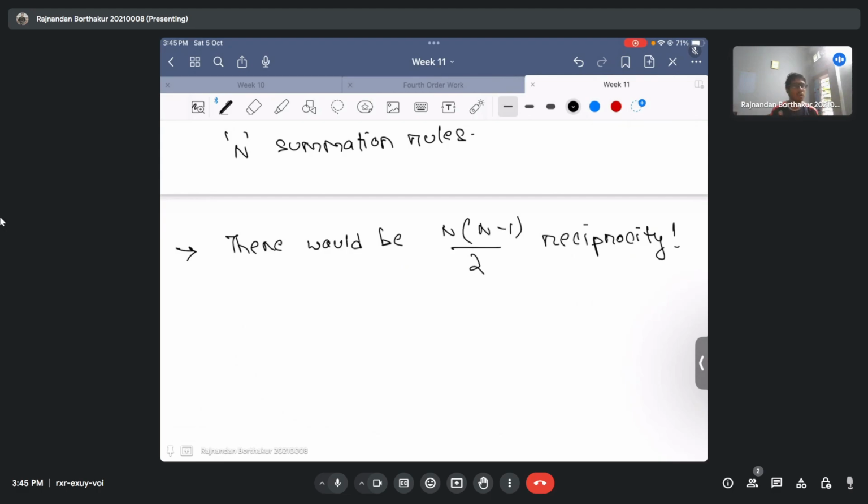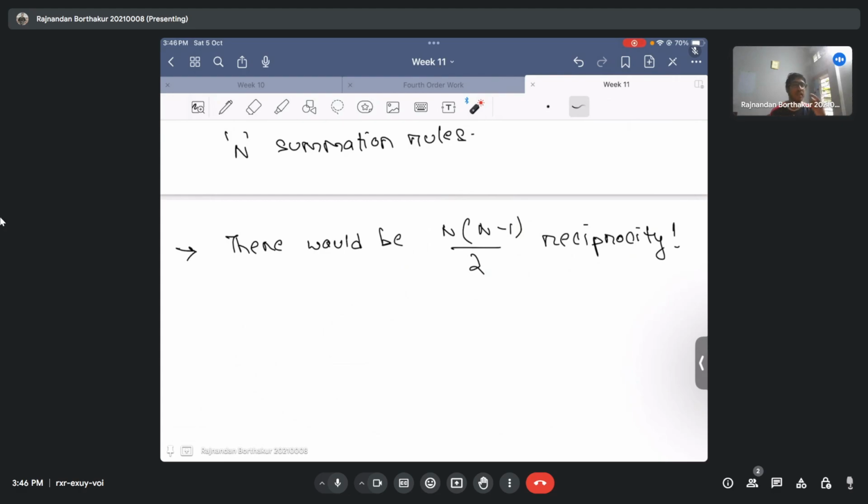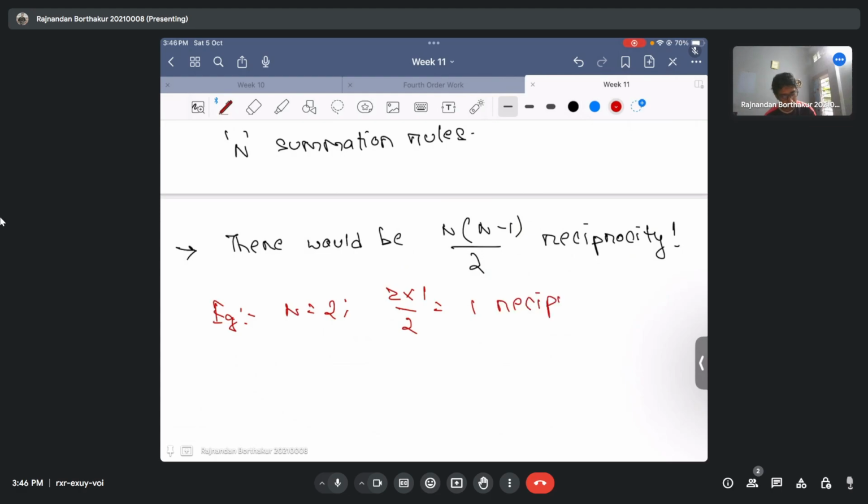Just by using a simple permutation and combination, you can find out that this number will always be equal to n into n minus 1 by 2. For instance, you can verify if you have two surfaces, which means n is equal to 2. If you substitute here, you will get 2 into 1 divided by 2, which is equal to 1 reciprocity relation, which means for two surfaces you will have a single reciprocity relation. And that is obvious, right?